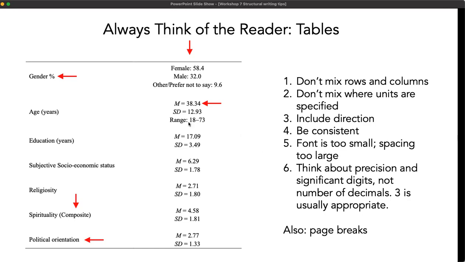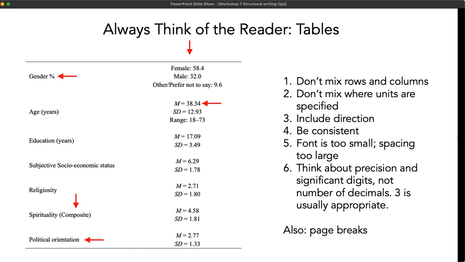The font is too small and the spacing is too large. It just makes it harder to see and hurts readability. Keep in mind that your readers are generally older than you are, with older eyes. And here you can see that they've included two decimal places in all of the numbers, but that's not really what you should do. If you think a lot about this, you'll think this is a level of precision that we don't actually have. Because if you remember back to significant digits, it doesn't matter which are the decimals. It matters what precision you have for your measurement. And you can think about how good that is based on what it is that you've measured.